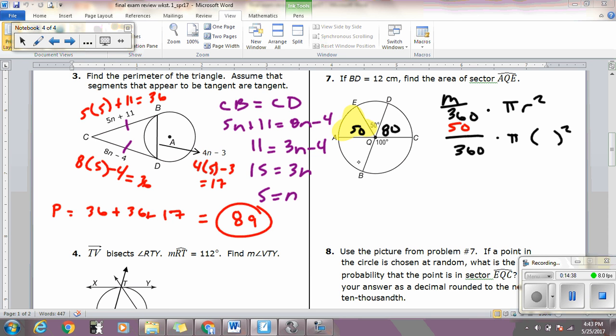And since BD is a diameter, we would need to divide it by 2 to figure out what our radius is, which is 6. So again, we're going to leave this answer in terms of pi. When you put it in the calculator correctly, you get 5 pi centimeters squared. Again, if it's area, your units have to be squared.